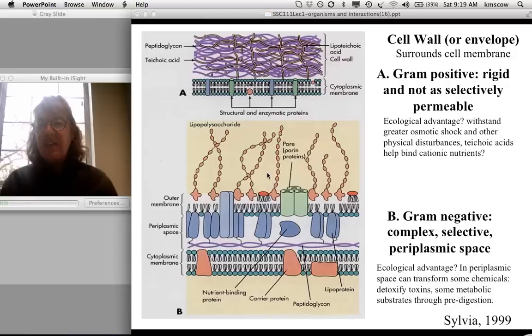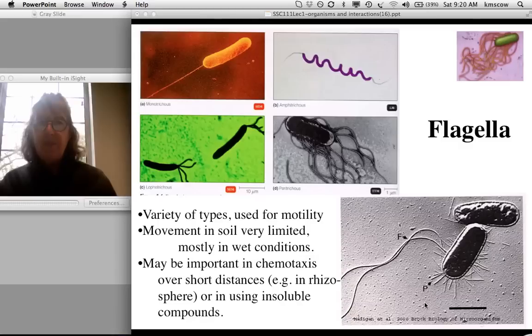And you can see that chemically it's going to be quite different. What are the kinds of compounds that are going to be coming from the dead bacteria from a gram-positive versus a gram-negative, and it's going to influence the carbon cycling in the system.